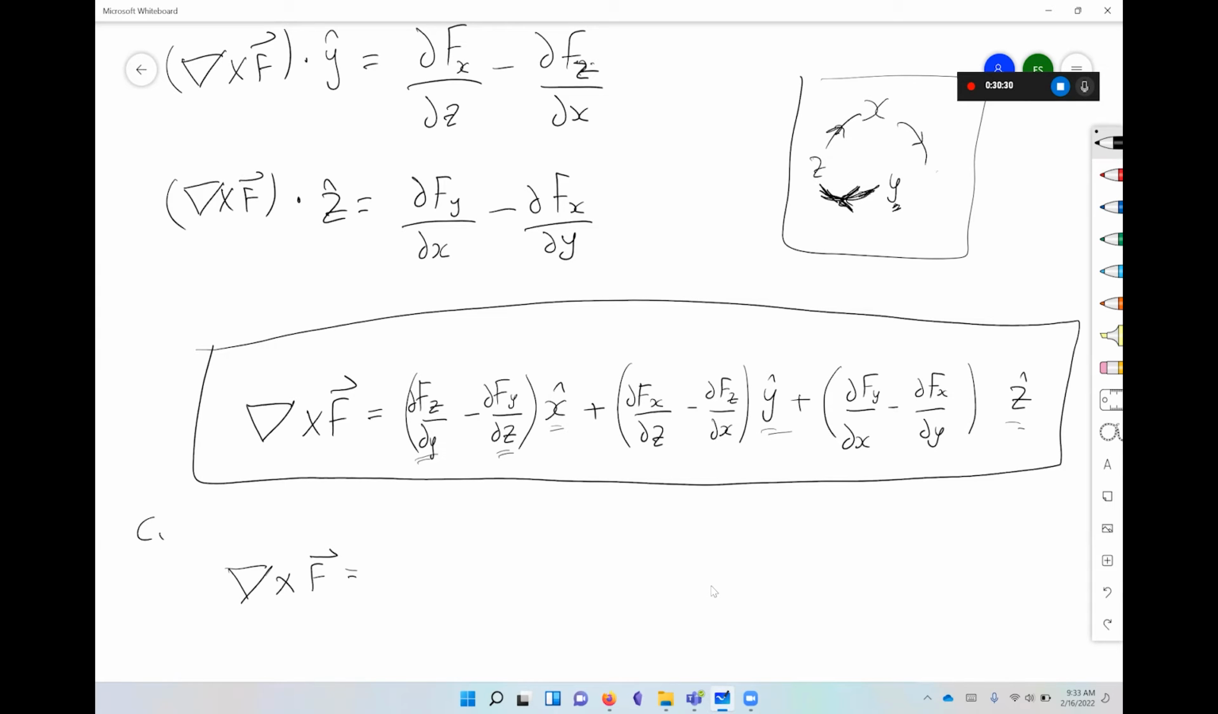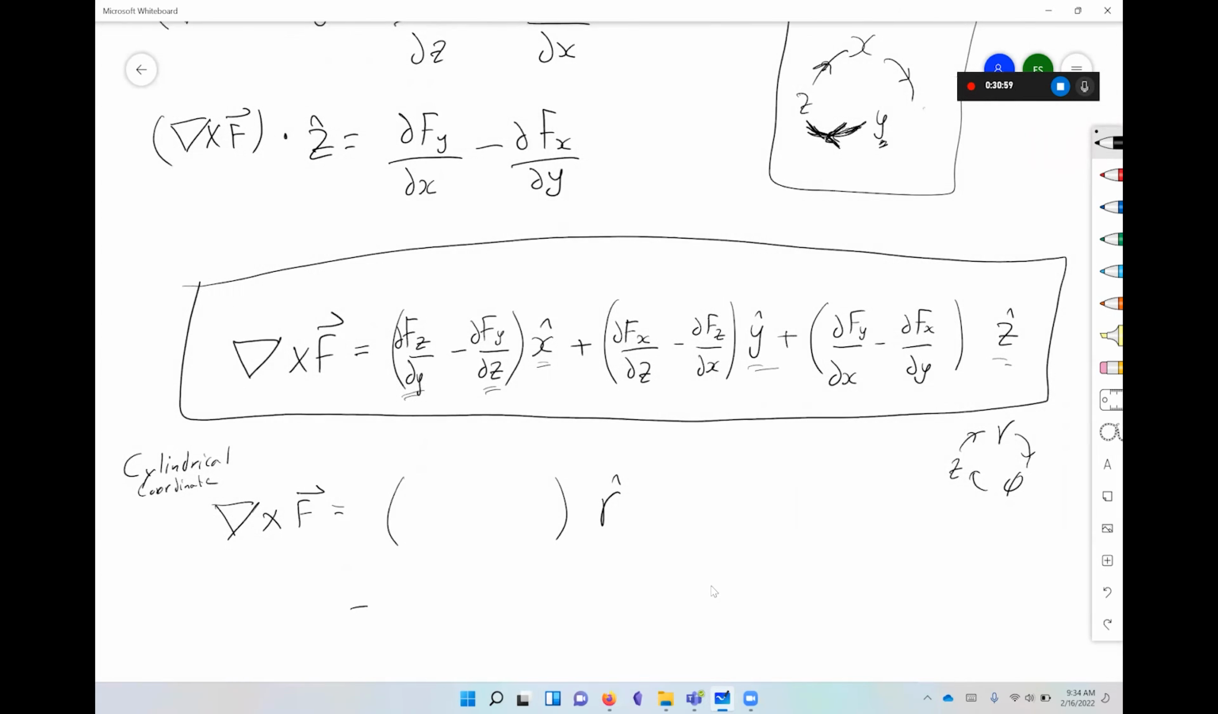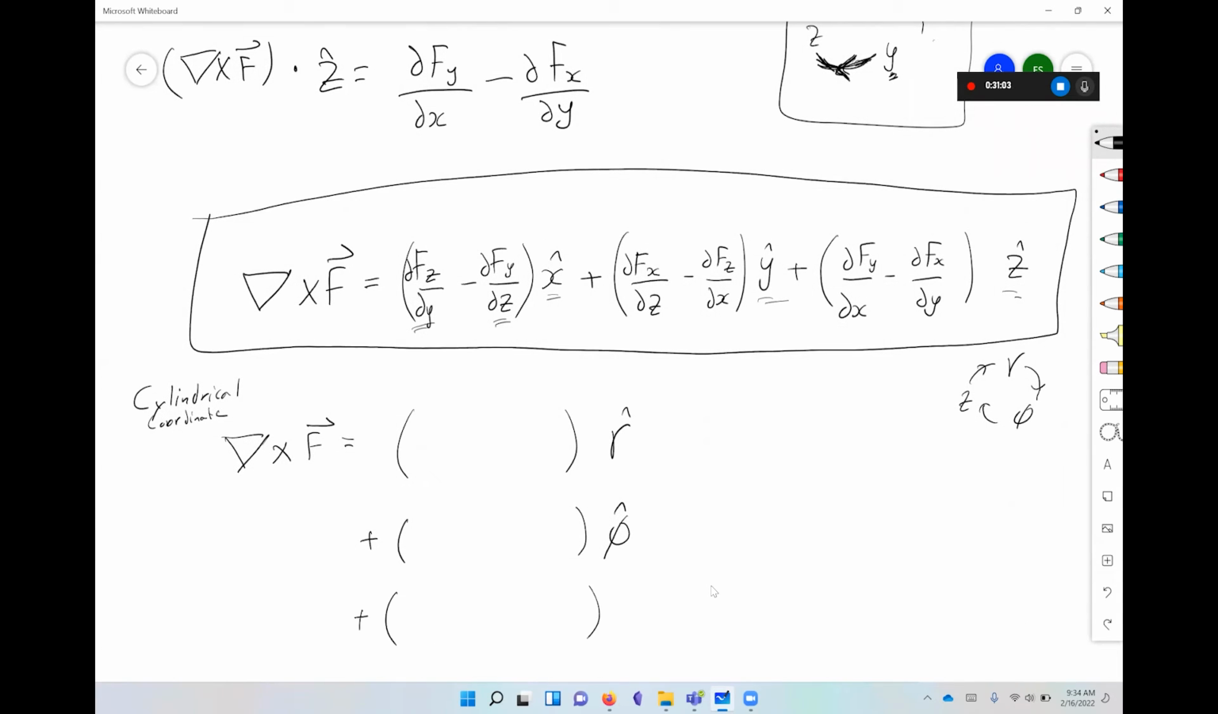So for cylindrical coordinates, the same permutation graph applies. We start with R, and after R it's phi, and then the last one is Z. So this same permutation graph applies, and I can write this curl as follows. It's going to have an R hat component, a phi hat component, and a Z hat component.